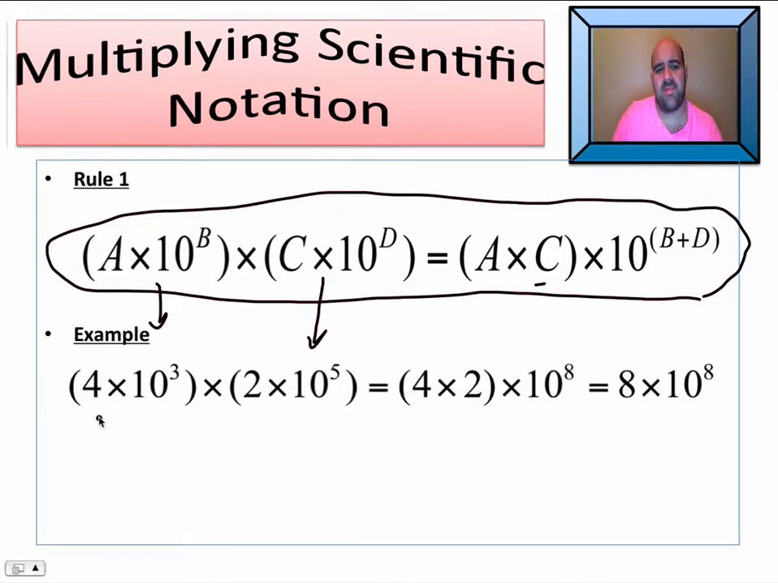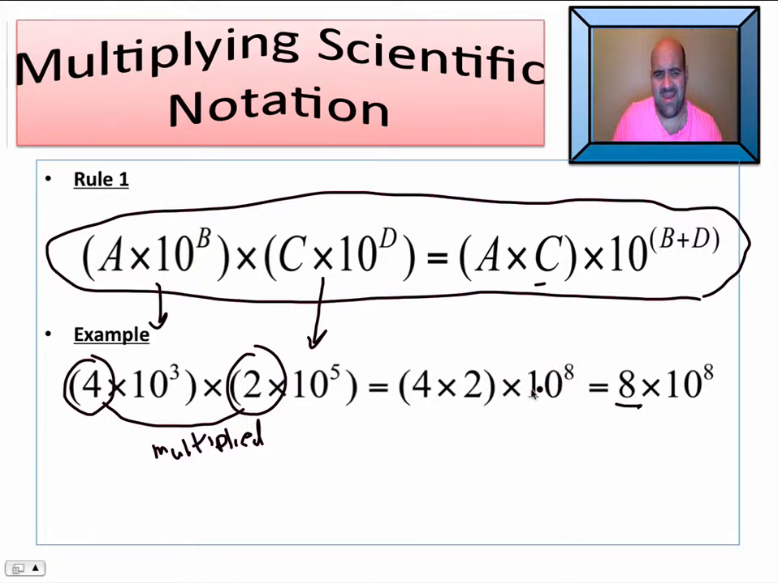If we have 4 times 10 to the third times 2 times 10 to the fifth, what does that equal? What did they do here? Where did this 4 times 2 come from? This a and this c. Well, they took these leading two numbers, and all they did was multiply them together. So 4 times 2, what does that equal? That equals 8.